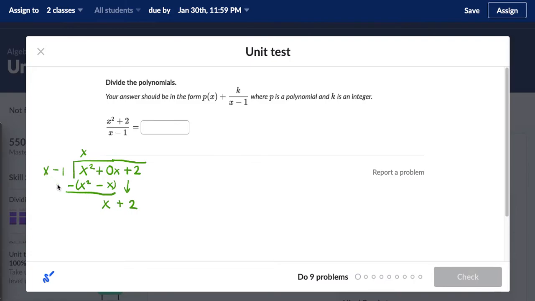So x divided by x is equal to 1, and 1 times x minus 1 is, of course, x minus 1. We subtract that once again, and we'll see we have a remainder of 3. That 3 needs to be put back into our solution with a denominator of x minus 1. So it is plus 3 over x minus 1. That's how you solve this with long division, and this idea flows over to synthetic division.